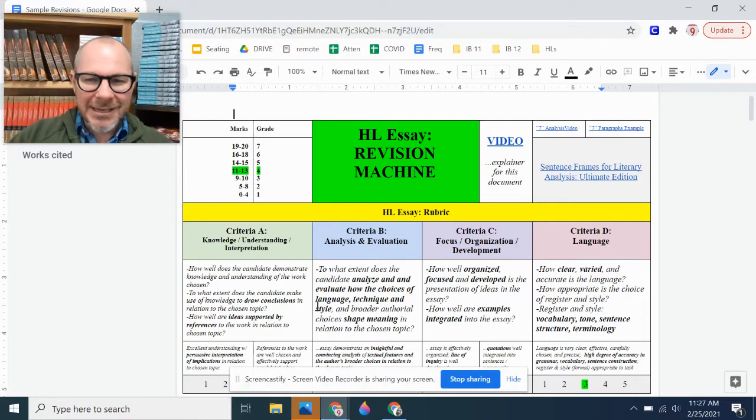But there's a couple links here that might be helpful to you. One of them is to a video, this video. So if you put it in your paper and you forget how things are supposed to work, you can click there. These sentence frames for literary analysis, I made them. I really feel like it's maybe the best thing I've ever made. So it's a bit of a slog going through it all. But at the end of it, you'll learn a lot about how to write sentences that do literary analysis.